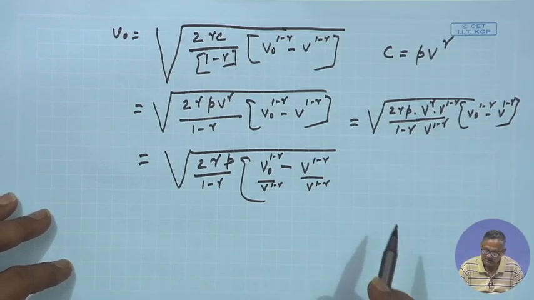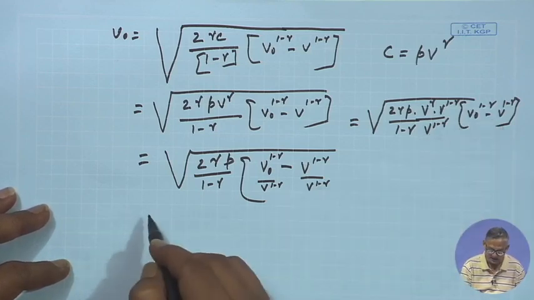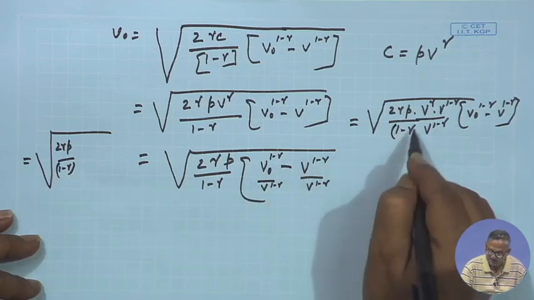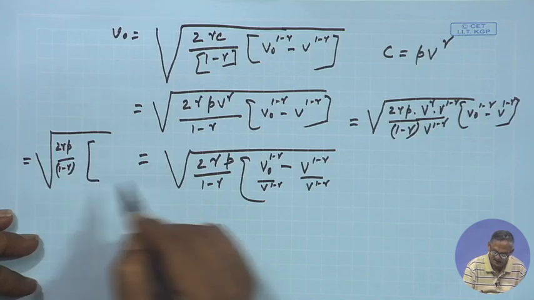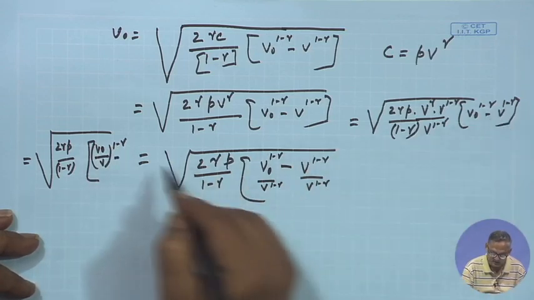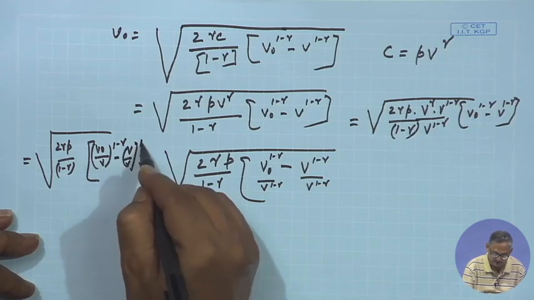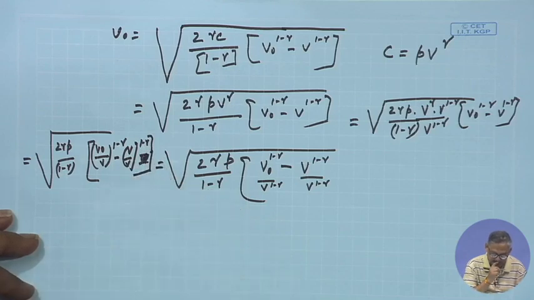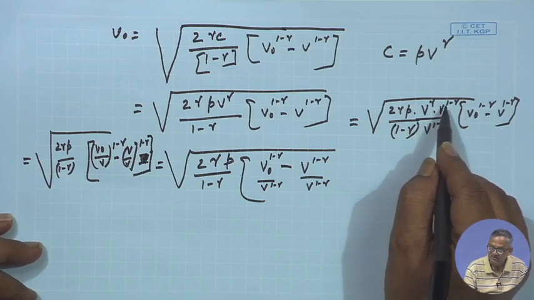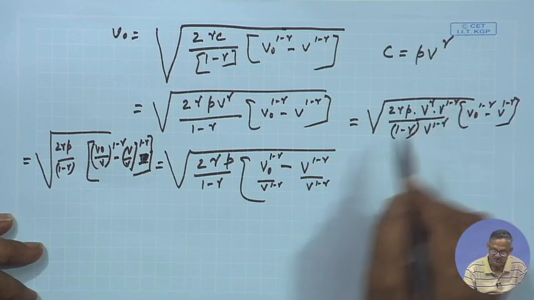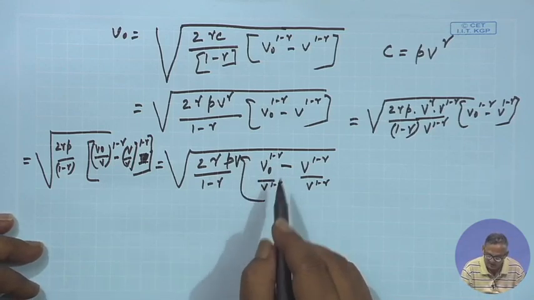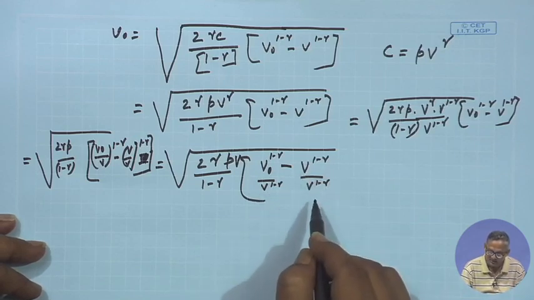So if that be true, then this V to the power 1 minus gamma can go inside, so that we can write under root 2 gamma P by 1 minus gamma, and inside of it is V0 by V to the power 1 minus gamma minus V by V to the power 1 minus gamma, right? And outside we had V to the power gamma into V to the power 1 minus gamma. So the gamma plus 1 minus gamma goes out, and it remains only V. That is why it is PV into V0 by V to the power 1 minus gamma, minus V to the power 1 minus gamma by V to the power 1 minus gamma.